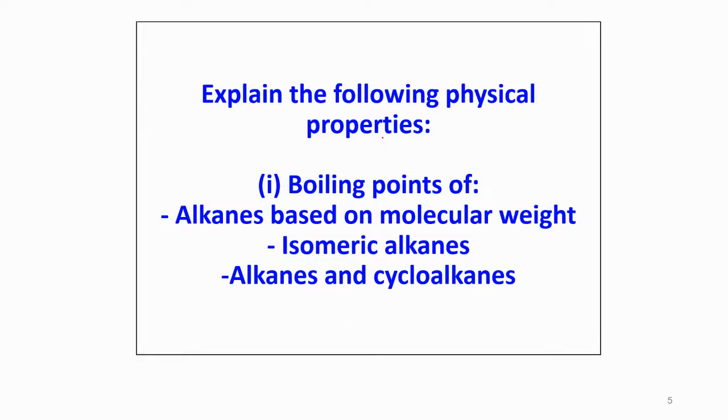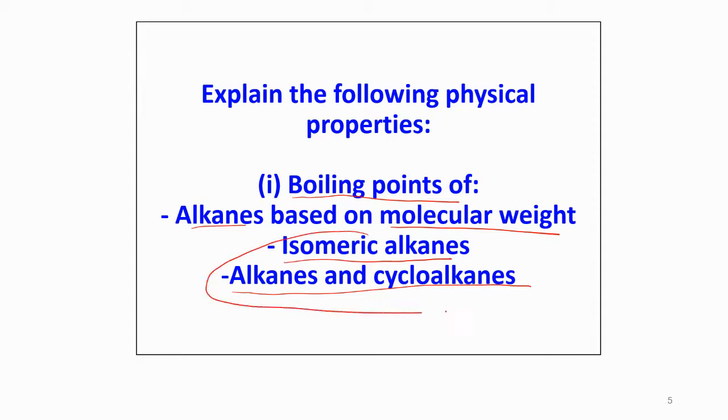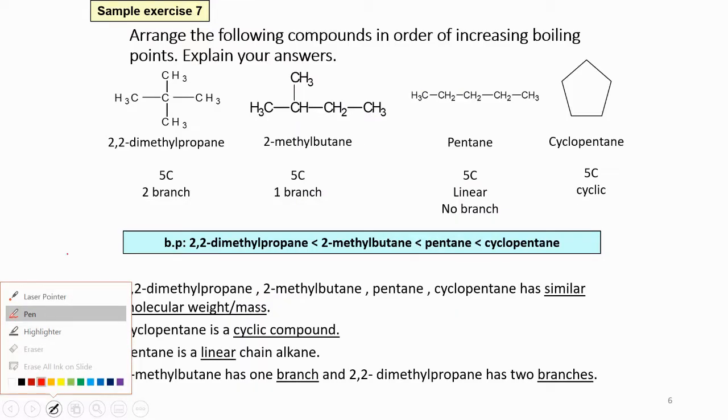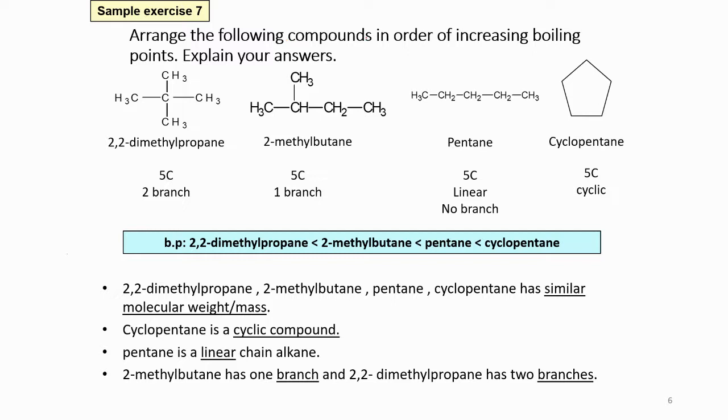Explain the following physical properties. We are going to focus on boiling points of alkanes based on molecular weight, isomeric alkanes and cycloalkanes. For this example, I'm going to focus especially on isomeric alkanes and cycloalkanes. Now let's look at what we have here. Arrange the following compounds in order of increasing boiling points.